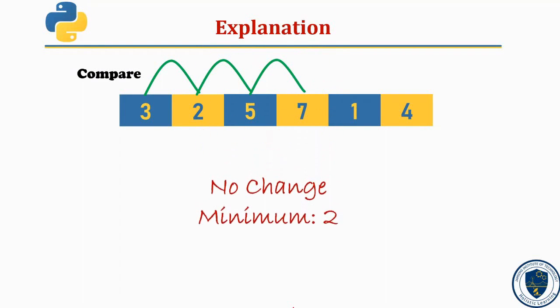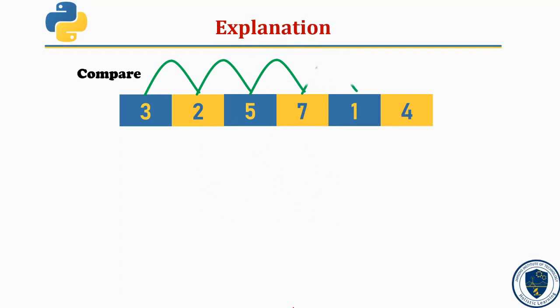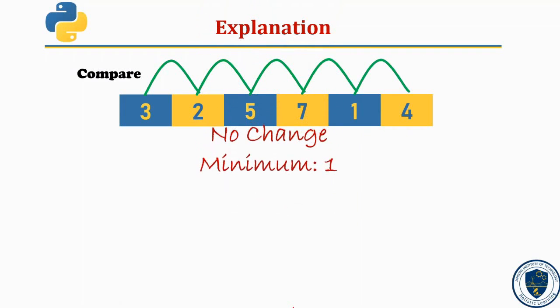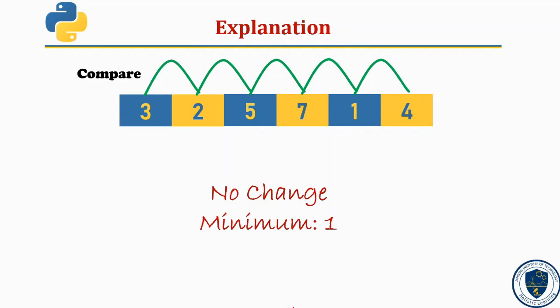The next element in the list is 1. Here I am comparing the minimum element 2 with 1 and I found 1 to be smaller than 2. So here I am replacing the minimum number from 2 to 1. Finally, I am taking the last element in the list, that is 4, and I am comparing it with the minimum number 1, and I found 1 to be the minimum compared with 4. So finally there is no change, so the minimum number in the list remains 1.